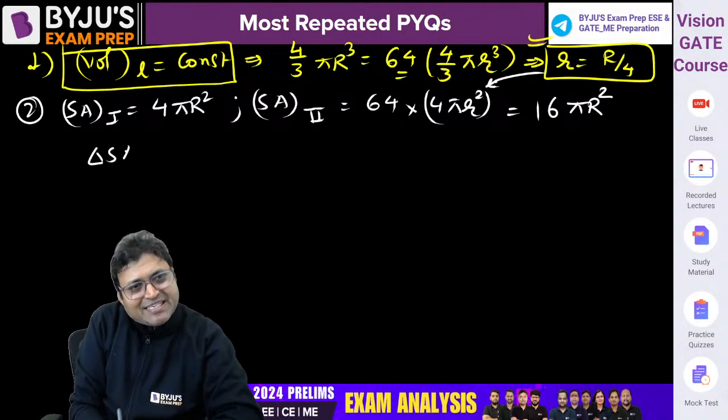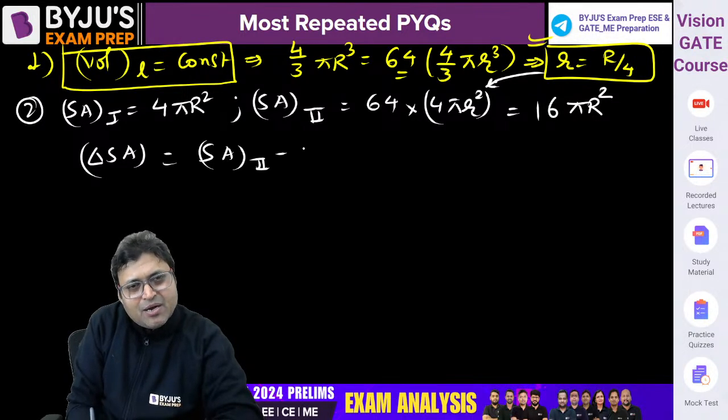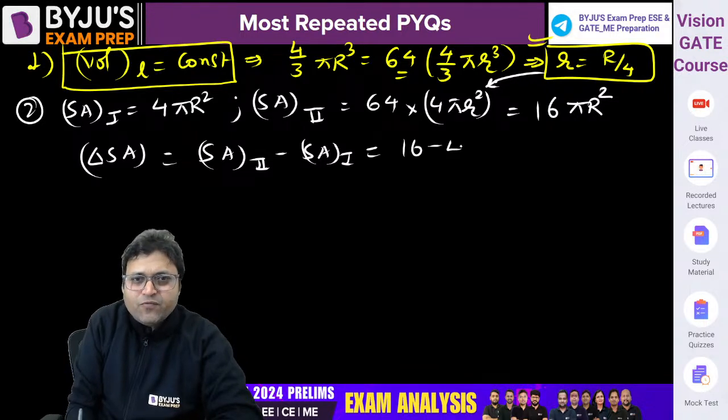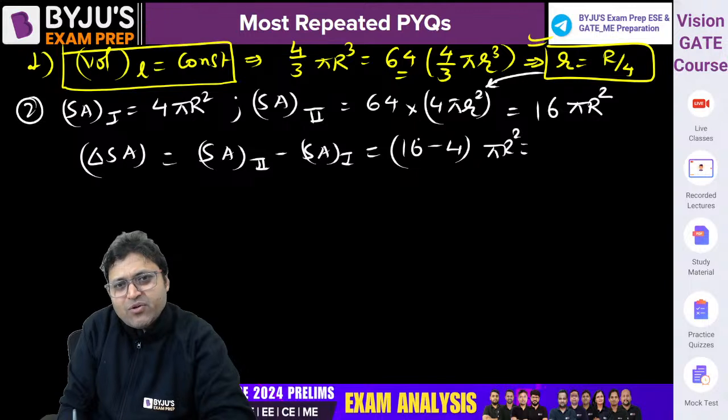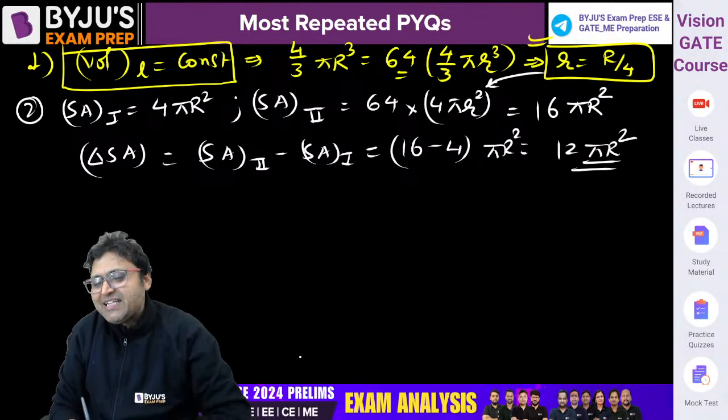So the change in surface area will be equal to the final surface area minus the initial surface area, that is 16 pi R square minus 4 pi R square, isn't it? So that will be equal to 12 pi R square. That is the change in surface area.